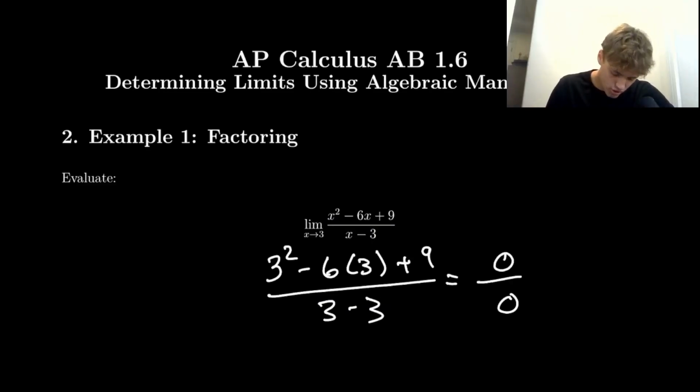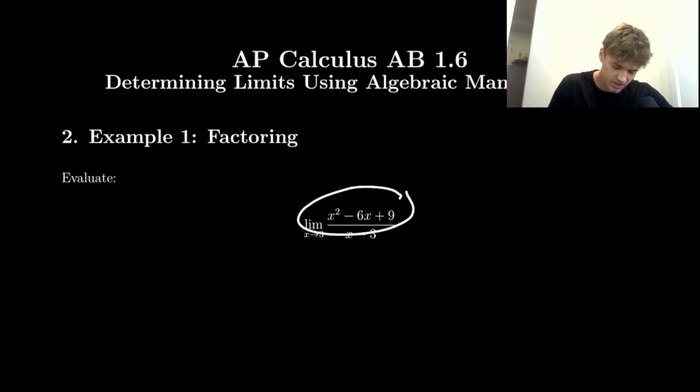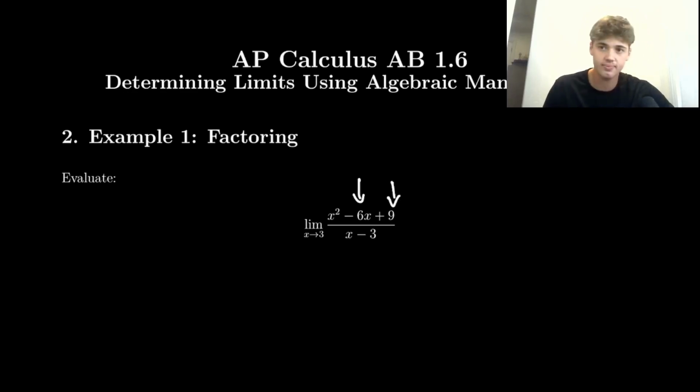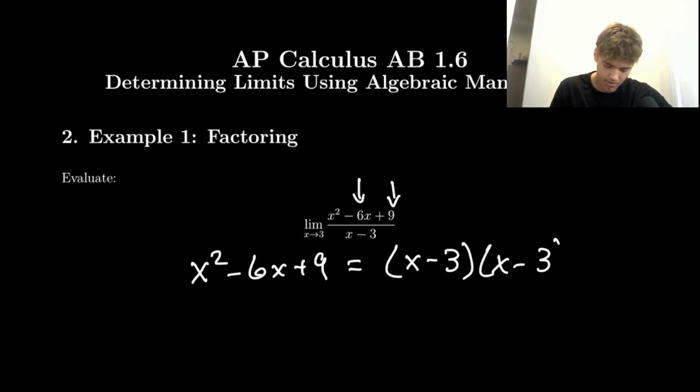So what does this mean? We don't know. We don't know if the limit exists. We have to do some further analysis on this. And what we can do is factor the top. If you look, there's this quadratic up here. We need to find numbers that add to negative 6 but multiply to 9. Those two numbers would be negative 3 and negative 3. So x squared minus 6x plus 9 is equal to (x minus 3)(x minus 3). That's how we factor the quadratic.